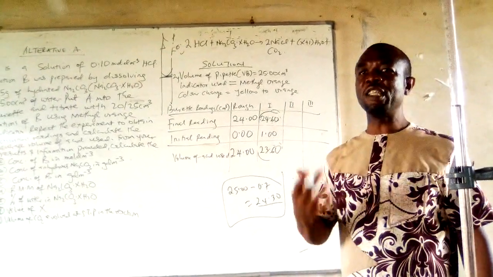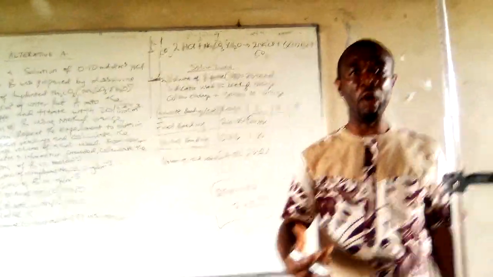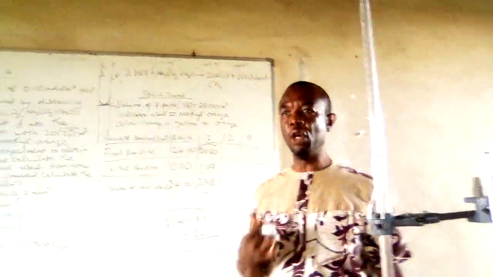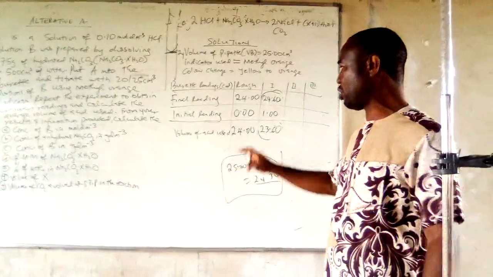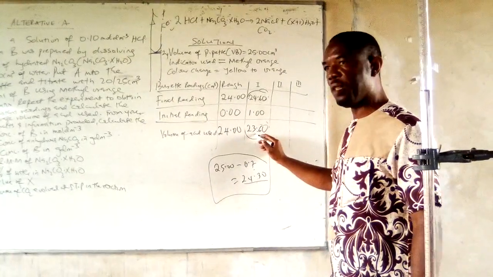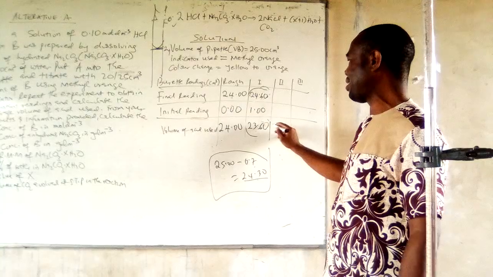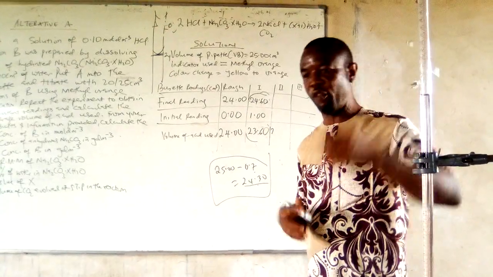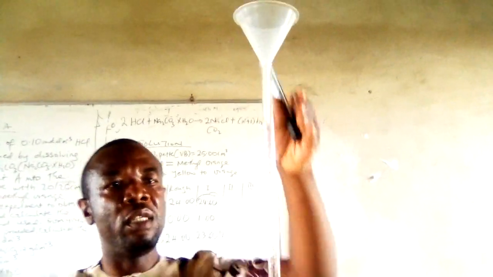When you do the first experiment, it's likely that you don't have an idea of the end point, where the color will change. So the probability that you overshoot the acid is there, that you may cross the end point. So this is a more accurate value than this. So if this is accurate now, if I write here 23, okay, let's feed the acid before we go back to the board. Let's add more acid.